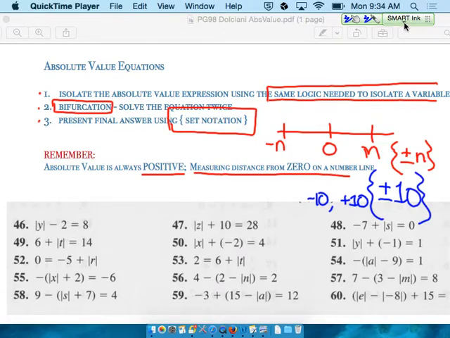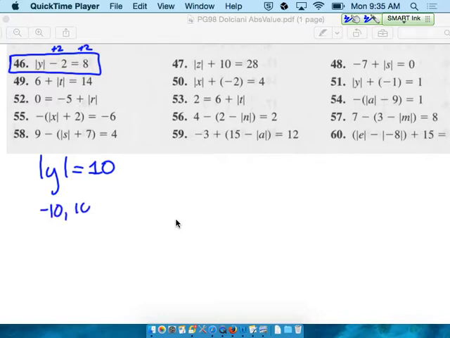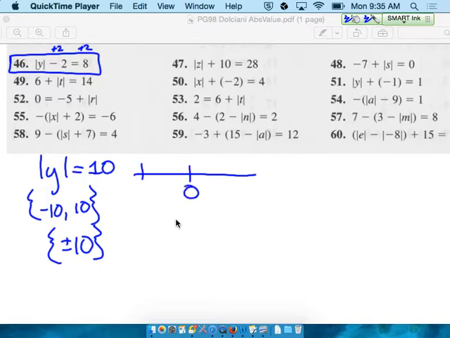Okay, let's do a few of the problems on the video. We'll start with something basic, like number 46. In order to isolate the absolute value, you would simply add 2 to both sides, and then you would have the absolute value of y equaling 10, and you would have two values that would make that true, both negative 10 and positive 10. So I could present my set like that. I could also present my set using the notation. And then on the number line, it's just implied that you have both positive 10 and negative 10 that are 10 units from 0 on either side of 0.